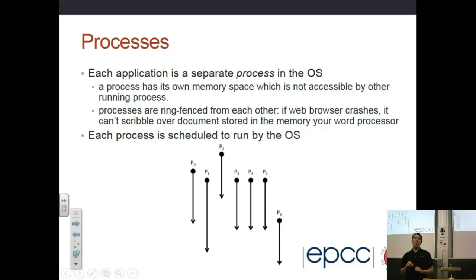And that's going to be a problem because, of course, the definition of parallel programming is we want things to cooperate with each other. So if we want multiple processes to cooperate on the same problem, how do they talk to each other? How do they communicate when their memories are ring-fenced from each other? We'll come back to that. The important concept is each process is scheduled to run by the OS.